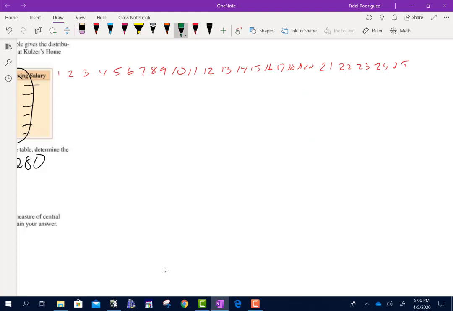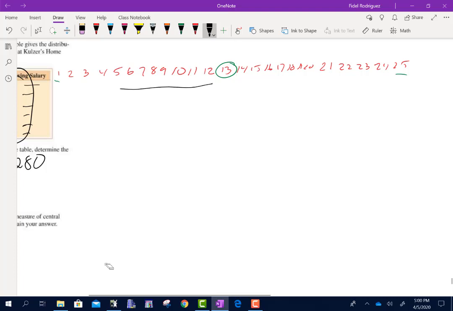Now what we're looking for is the guy that's directly in the middle. The easy way to find him is to take this number here and that number there. 1 plus 25, let's divide it by 2. That's going to be 26. The guy in the middle is going to be the 13th employee, the one that's directly in the middle, right?